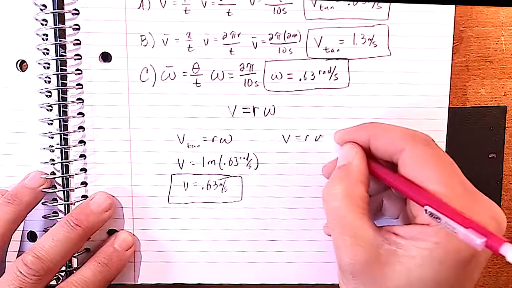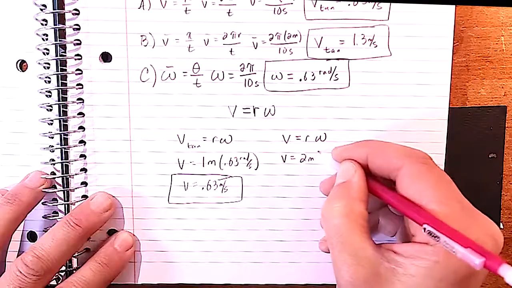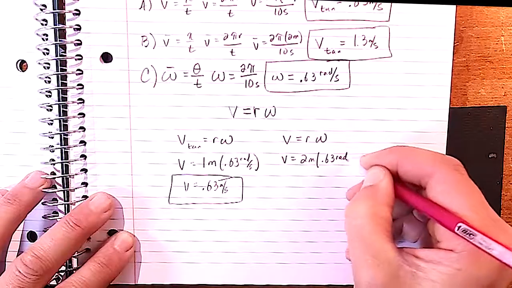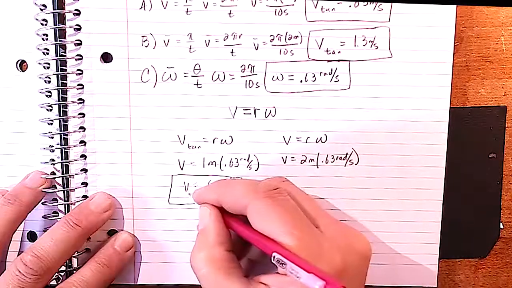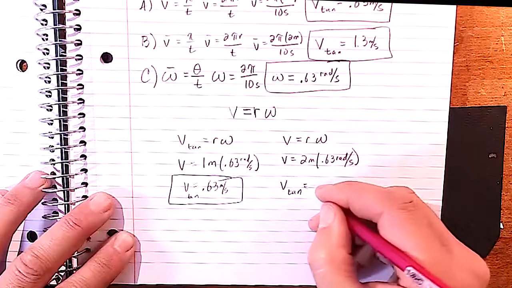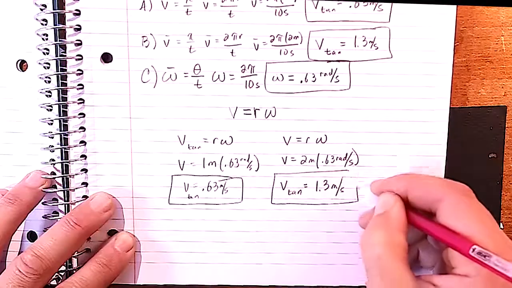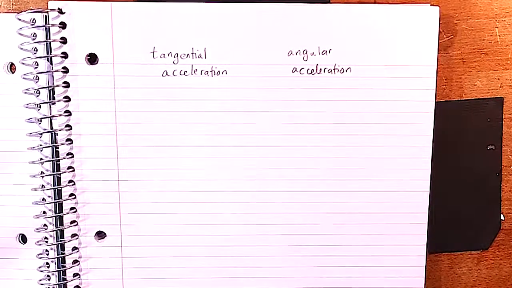So we can also do it at 2 meters. So r is equal to 2 meters. We know the angular velocity is 0.63 radians per second, and that gives us a tangential velocity, I'll put that tangential, equal to 1.3 meters per second. Okay, so that handles situations where a disk is spinning at a constant velocity or constant angular velocity.